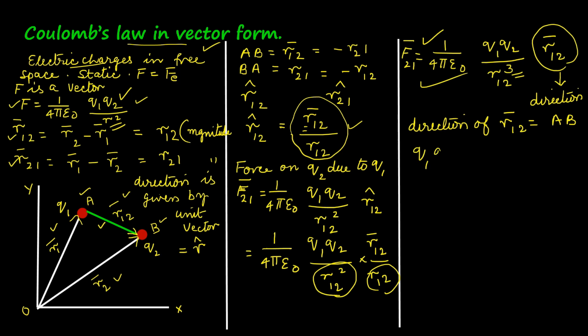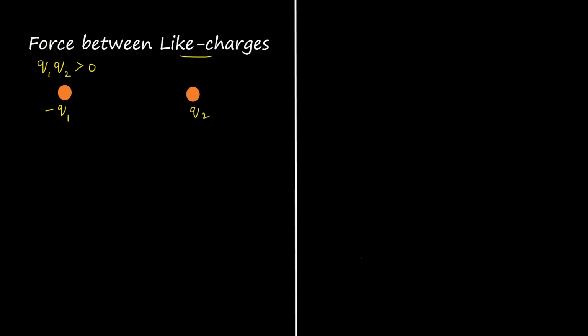Let us consider the following cases. First one, Q1 Q2 is greater than 0. That is, they are of same charge. Either both of them are positive or both of them are negative. We will discuss this with the help of a separate diagram. Force between like charges, Q1 Q2 greater than 0. These are the two charges marked Q1 and Q2, both are positive charges. This is the distance between them.